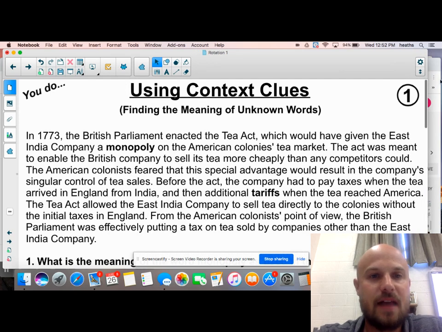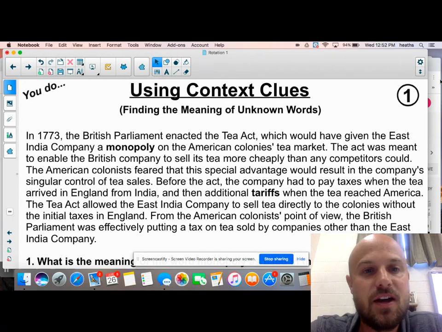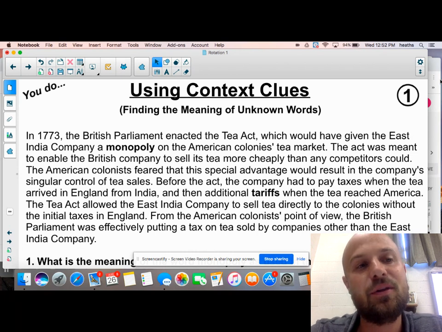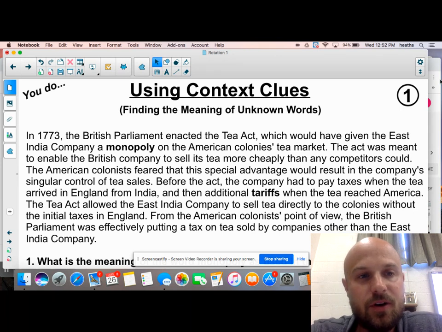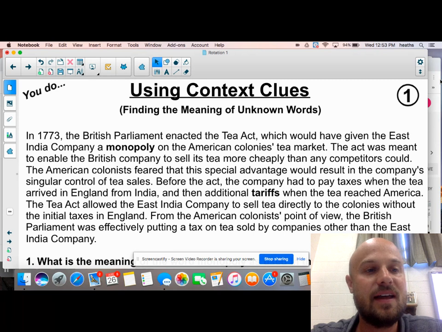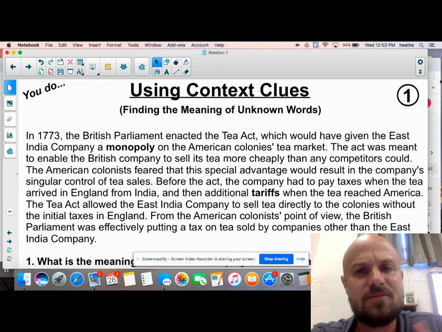Okay, everybody. Last class, you should have taken this using context clues quiz, which, if you notice in the top left corner, it says "You Do." Any worksheet that says "You Do," think of that as a quiz. So I'm just going to go over the answers. I'll read each passage and tell you how I found that answer, so in case you struggled on a few, you can see where you went wrong and what you should have been looking for.